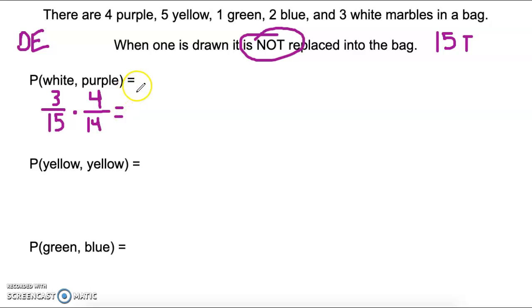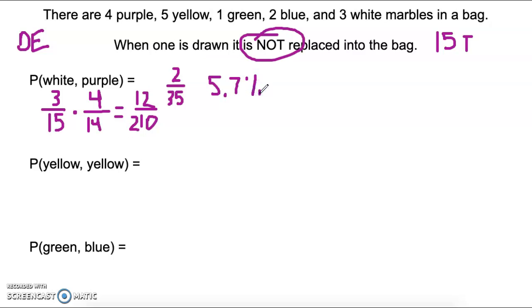Then we just multiply. 3 times 4 is 12. 15 times 14 is 210. Those can both be divided by 6 to simplify it. So we would get 2 out of 35. And again, use your calculator. 2 out of 35 is 5.7%.